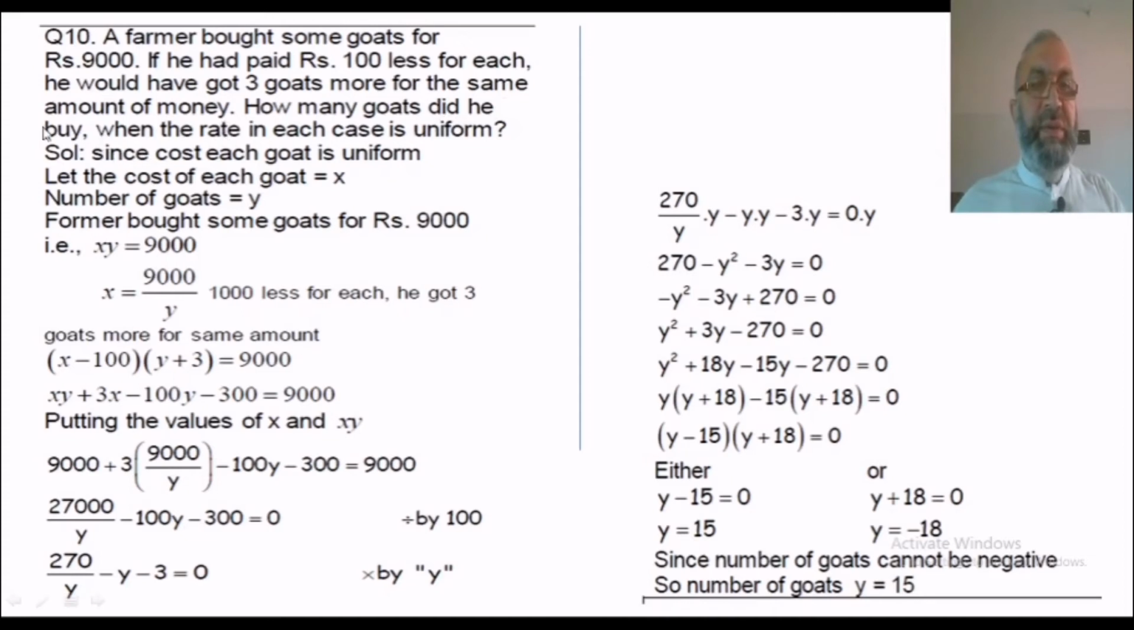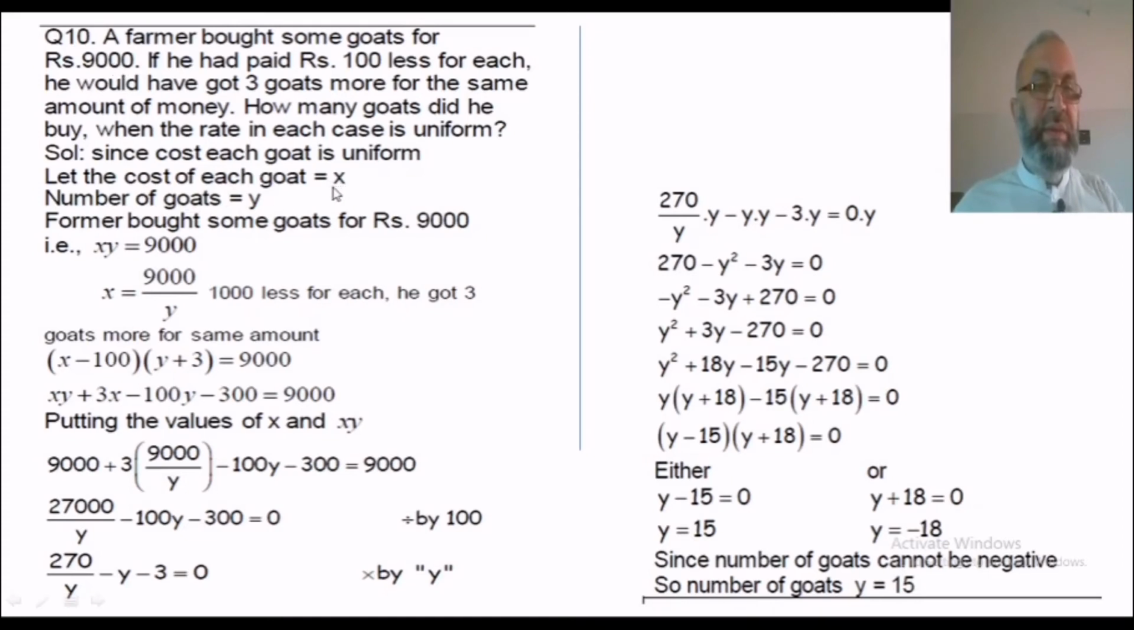So what are we going to find? What is unknown in the question? The question asks how many goats did he buy? So we suppose the number of goats and the price. Let the number of goats be y and the cost of each goat be x, because it is given that a farmer bought some goats for rupees 9,000.